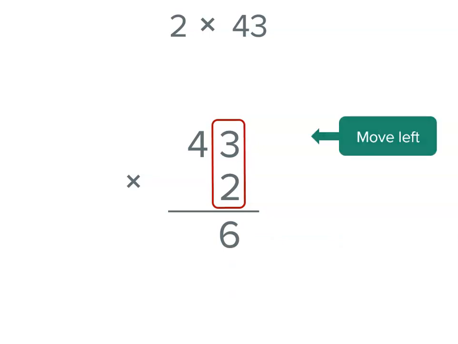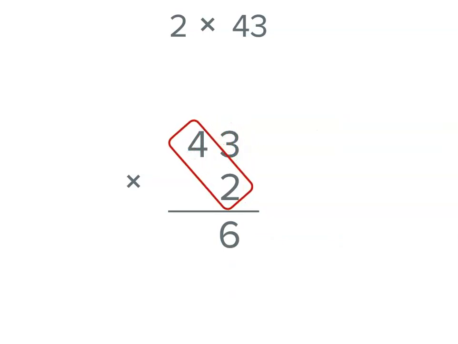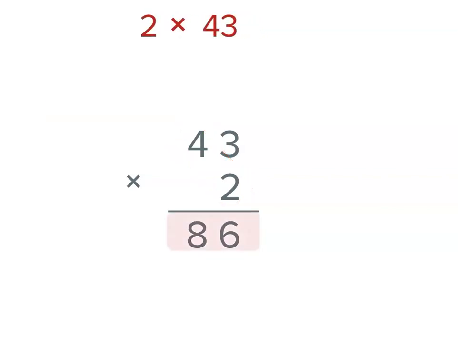We move left and we multiply 2 by 4. 4 in the tens place, so this time we've got 2 times 4 equals 8, and that means it's 8 tens. So there's our answer. 2 times 43 equals 86.